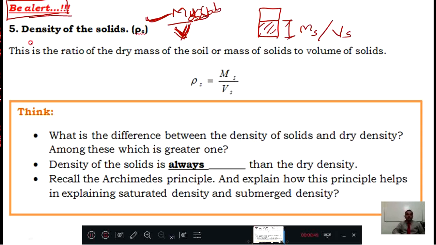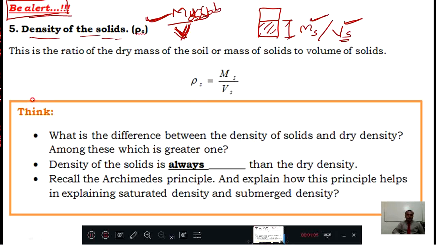But when you come to this density of solids, you are getting an idea about only solids, that is the mass of solids to the volume of solids. The unit and everything will be the same, but the numerator, mass of solids and volume of solids, is very important.